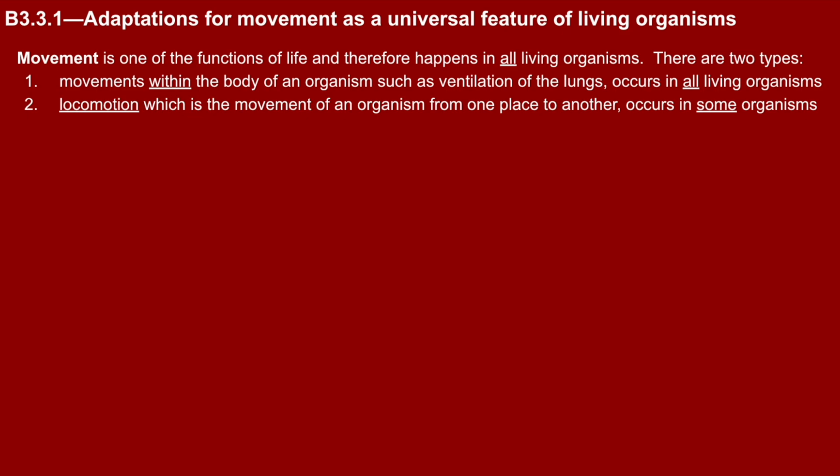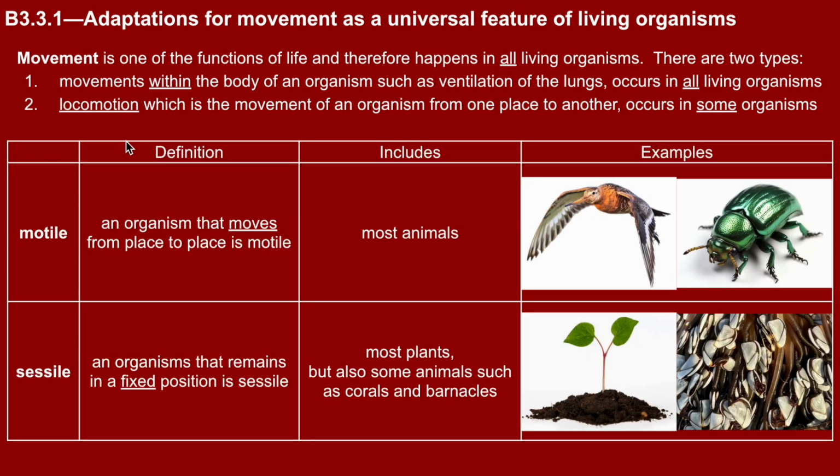All right, one of the things that all living things do is movement. Now you might be thinking to yourself, hang on a second. Things like trees or barnacles don't move, but movement could be locomotion where you move from one place to another, or movement could be within the body of an organism, just like we saw with all of that phloem moving sugars throughout the plant. Now, within locomotion, we have those two categories of either motile, where the organism moves from place to place, or sessile, where the organism remains in a fixed position, like most plants, but also some animals such as corals and barnacles are sessile.